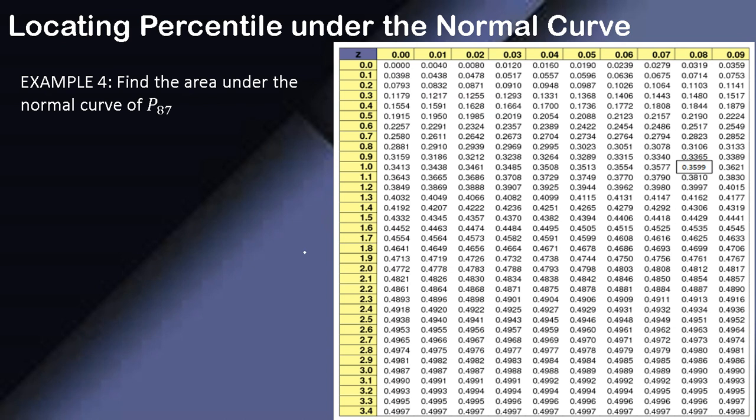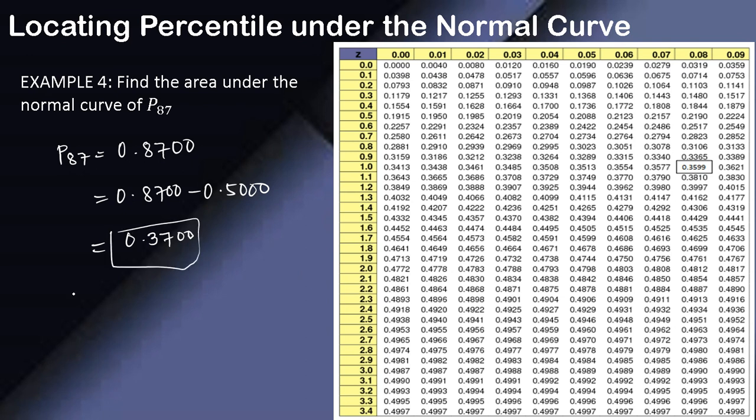Find the area under the normal curve of the 87th percentile. Since this is the 87th percentile, I will go straight to the decimal, 0.8700. So, you just subtract it from 0.500. It will give you 0.3700. So now, look for 0.3700. If you found it, very good. But if not, let's proceed.